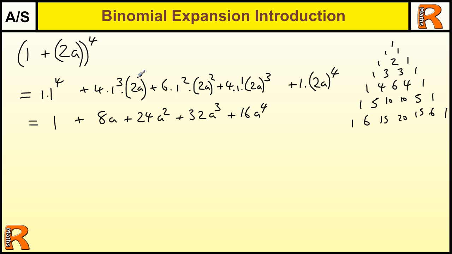So all we do is the same as before, but if we've got a multiple of a, we put it into the bracket. What about if that's a negative number? Minus 2a to the power of 4.